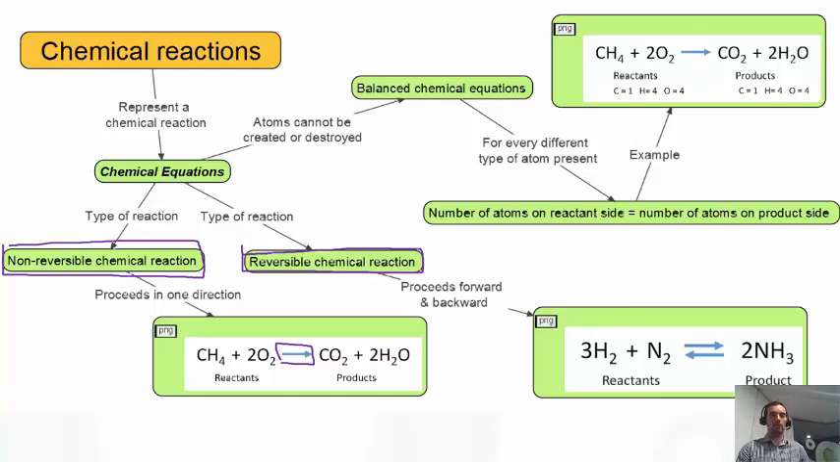A key thing about chemical equations is that the chemical equation has to be balanced. This is because in a chemical equation, all you're doing is rearranging the existing atoms. You're not creating or destroying any atoms, just moving them around. So for every different type of atom present on the reactant side, there has to be the same number of each of those atoms on the product side. And that's what we're going to be looking at when I show you how to balance the equations.